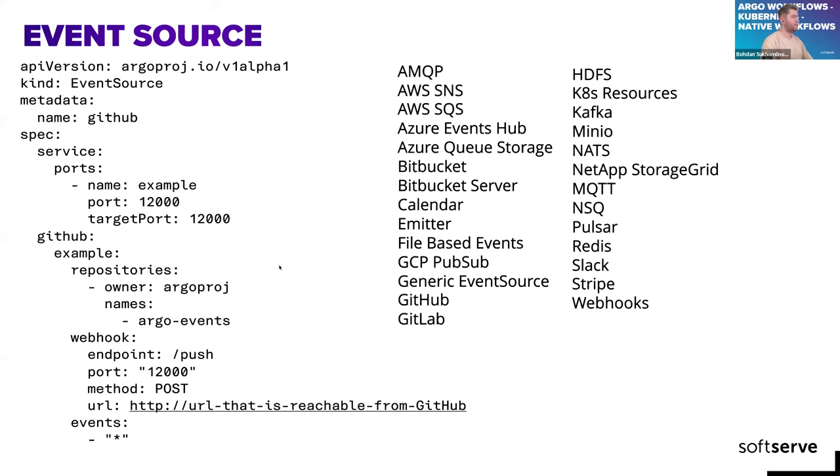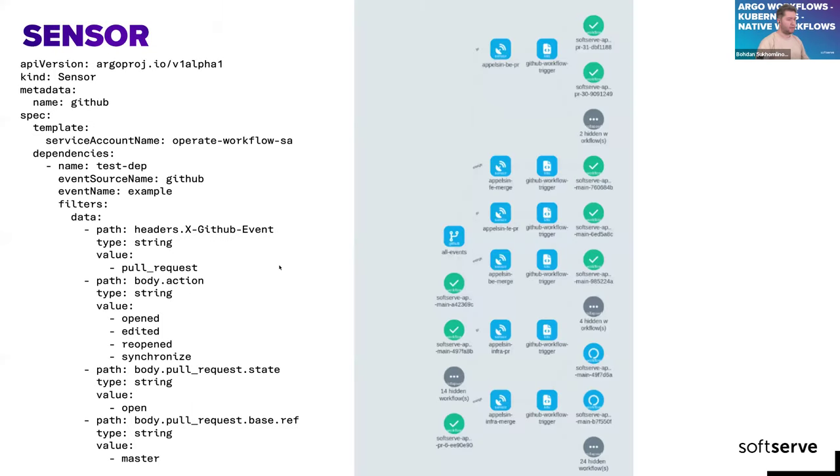This is the event source. I promise it will be a bit easier a bit later when I show how it's working. Right now, it's complicated. Why do we actually need all of this stuff? The sensor is listening for the event source. As you can see here, I'm combining the previous one, the GitHub example, and it's filtering out some data.